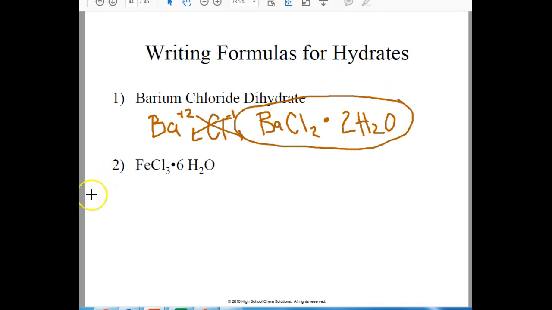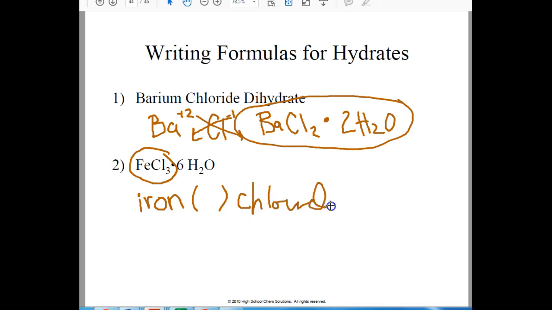All right, now to go in reverse, we're just going to do the opposite of that. So if they give us the formula, we're just going to write the name for the first part just like we know how to do. So this is going to be iron. And iron can have different charges, so we need to figure out what it is. So I'll put parentheses to remind myself to do that. And then that's called chloride.